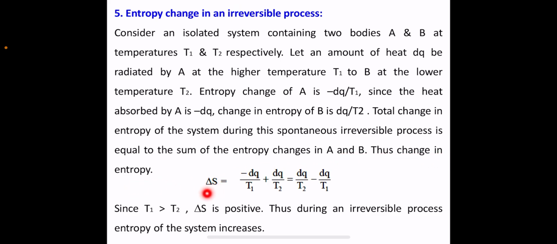Thus the change in entropy delta S is the sum of the entropy changes in the two bodies A and B: minus dq divided by T1 plus dq divided by T2. Rearranging, I get dq divided by T2 minus dq divided by T1. Since T1 is the higher temperature and T2 is the lower temperature, T1 is greater than T2, so delta S, the entropy change, is positive. Thus during an irreversible process, the entropy of the system increases.